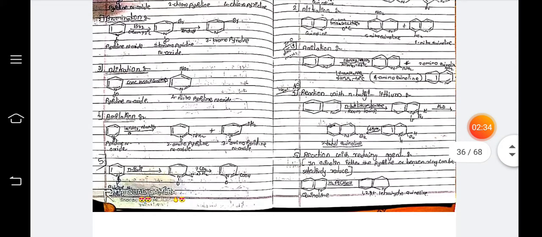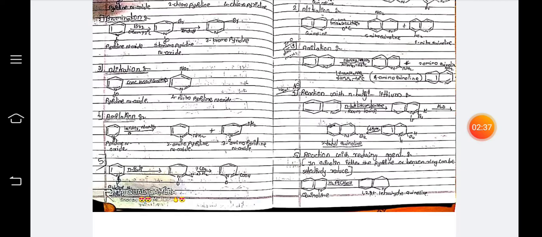Next is the amination reaction. In the amination reaction, the starting material is quinoline. The aminating agents we used are sodium amide along with liquid ammonia and KMnO4, at two different temperatures. First we have taken minus 66 degrees, and second we have taken minus 40 degrees centigrade. Quinoline reacts with sodium amide in liquid ammonia and KMnO4 at minus 66 degrees and gives 4-aminoquinoline and 2-aminoquinoline as the products.